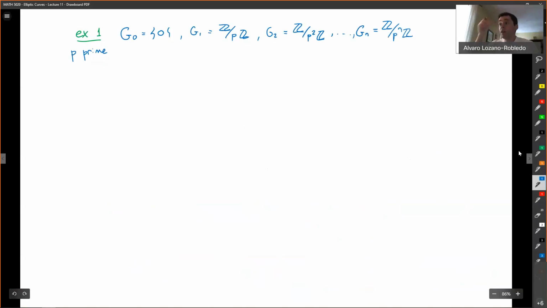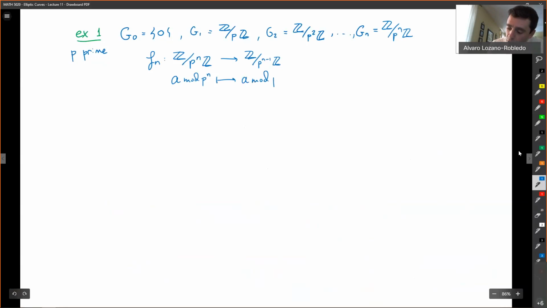And then I need maps, and just like in the polynomial case, I can define a reduction, so that I go from Z mod p to the n Z to Z mod p to the n minus 1 Z. I can take a number modulo p to the n and send it to the same number modulo p to the n minus 1. Reduction modulo p to the n minus 1. And then I can take the inverse limit of my groups Gn. This is the inverse limit of Z mod p to the n Z, and this is what's called the p-adic integers.